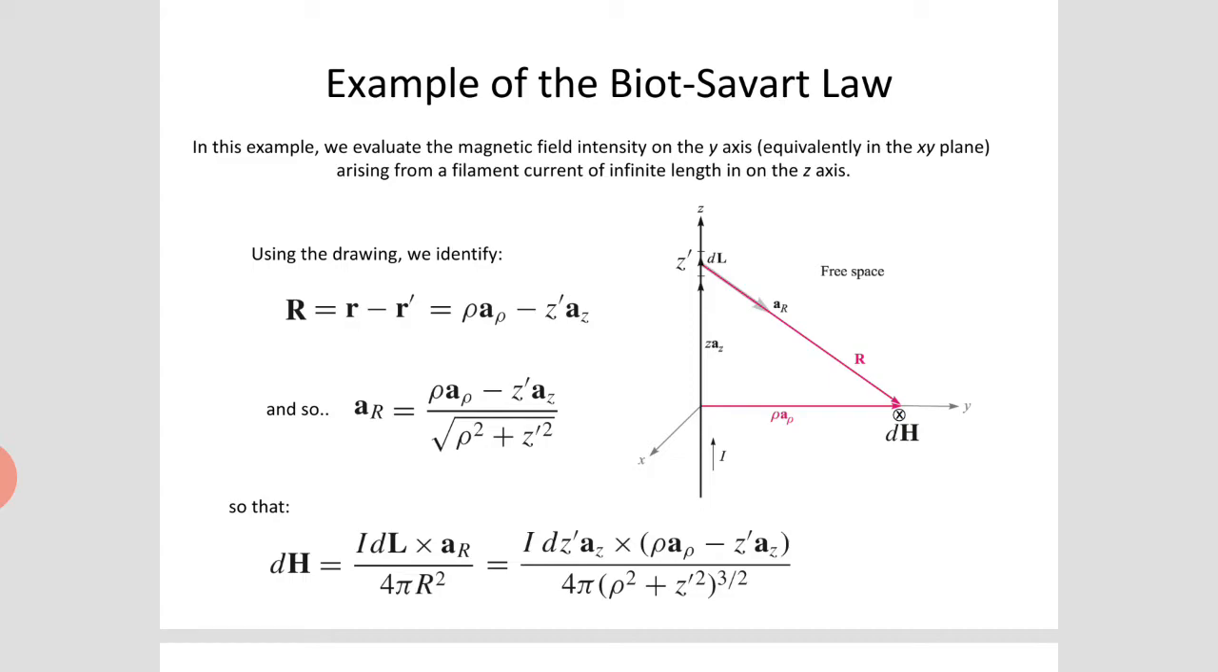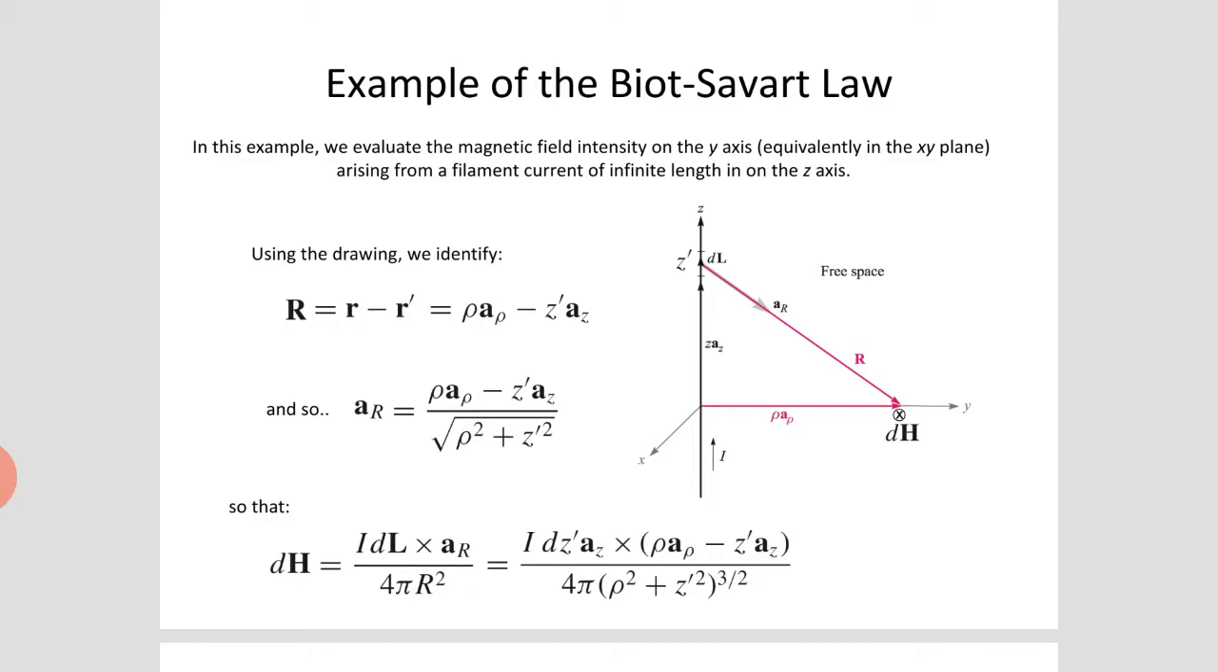This is one of the examples of Biot-Savart's law. In this example, we evaluate the magnetic field intensity on the y-axis, equivalently the xy plane, arising from a filament current of infinite length on the z-axis. You can observe here, the figure is also given with the x, y, z axes.